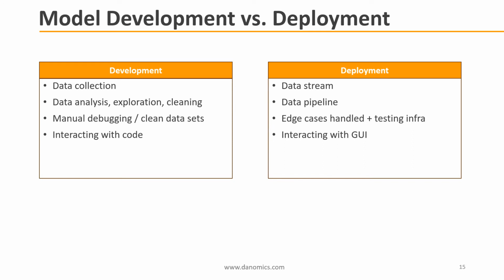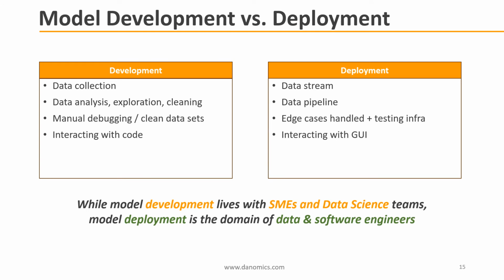And in development, the data scientists and subject matter experts are going to be interacting with the code, modifying the code, etc. With deployment, it needs to have a user-friendly graphical interface available for the user, and that is the real difference. So while model development lives squarely with your subject matter experts and your data science teams, model deployment is really the domain of your data and software engineers. Those are different skill sets, and those are two things that often get conflated, and I want to make sure that we understand the differences.